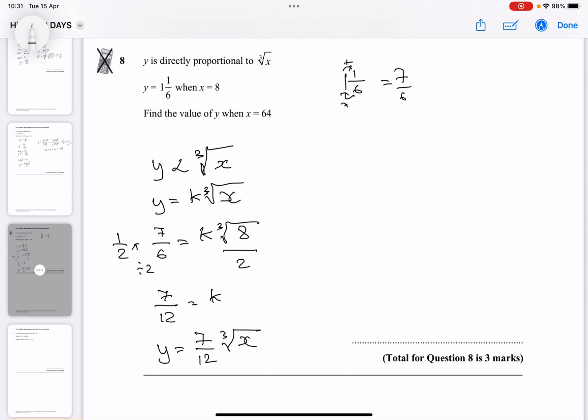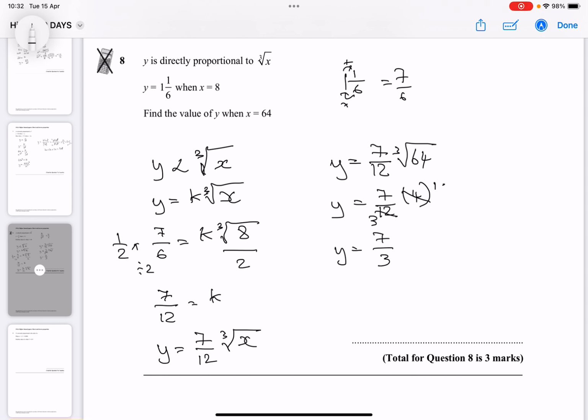So what we've got is y equals 7 over 12 times by the cube root of 64. Now the cube root of 64 is 4, yeah? And then the 4 and the 12 will cancel down to 1 and 3. So y just equals 7 times 1, which is 7 divided by 3, which is 7 over 3. Okay.